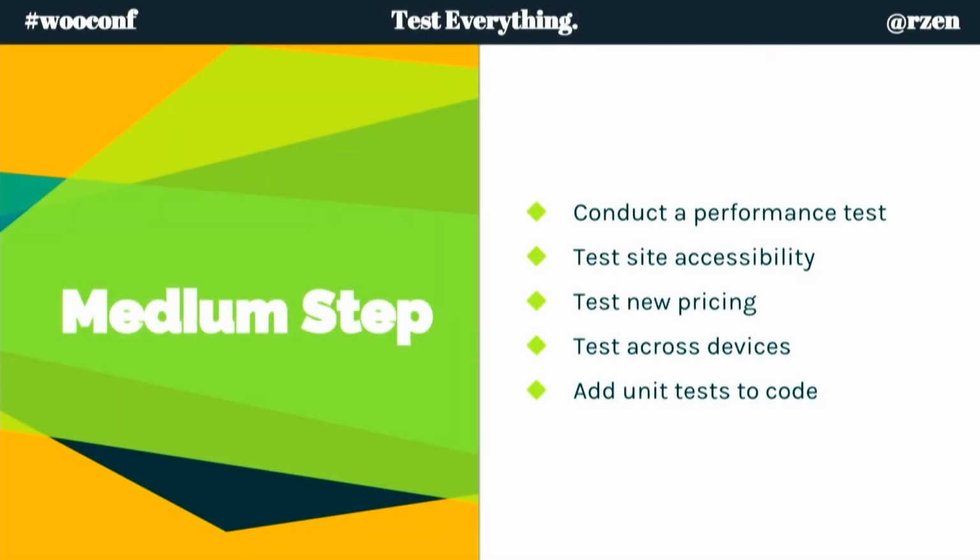Medium step, conduct a performance test. Test your site accessibility. Test new pricing. Test across multiple devices. Add unit tests to your code. The actual action of doing this isn't bigger than the smaller steps, but the result of this is likely going to be bigger. When you run those accessibility tests, you're going to realize, I need to change lots of things about my style sheet. That's not a small step. That's a medium step, right?